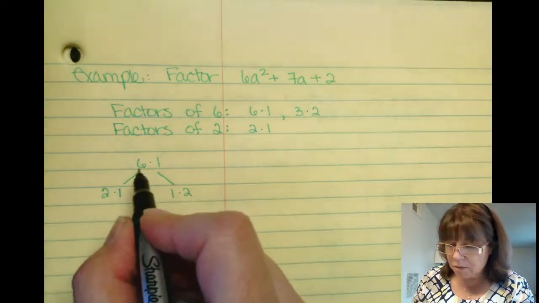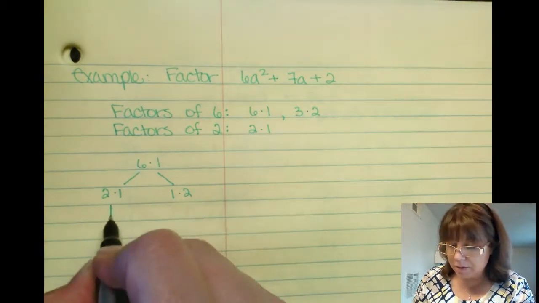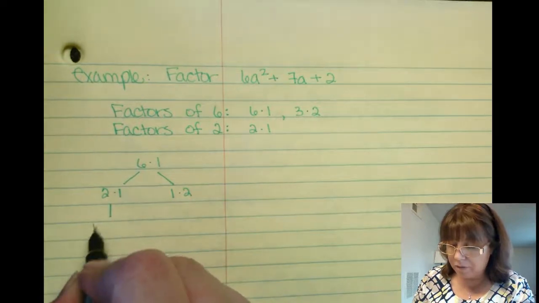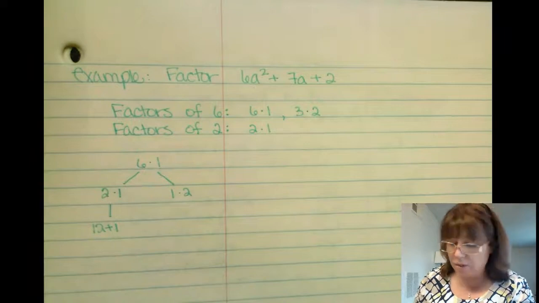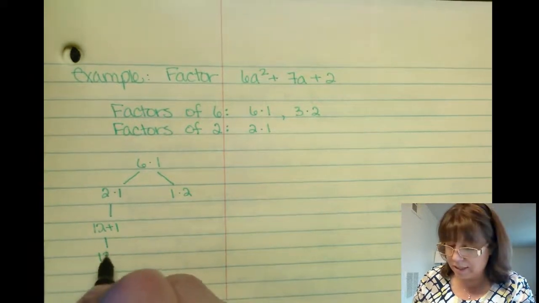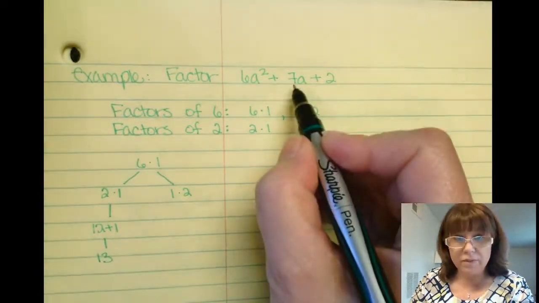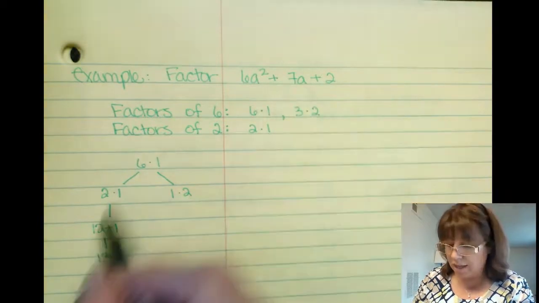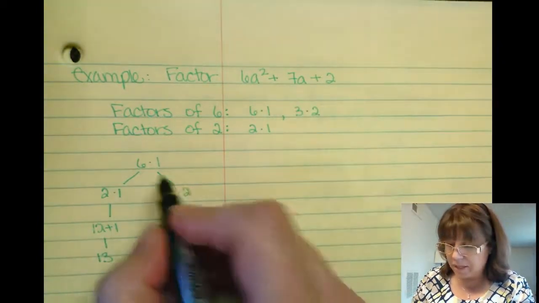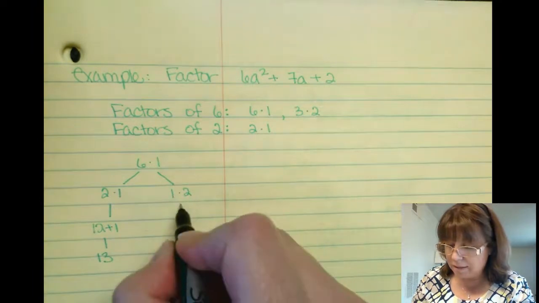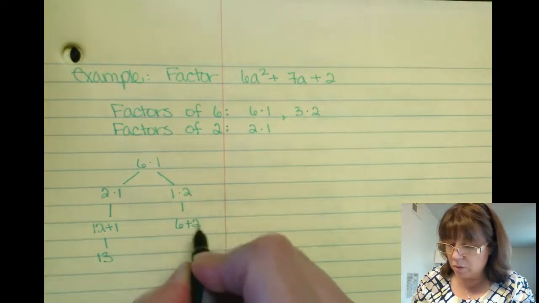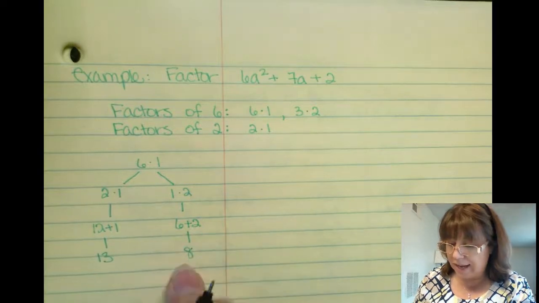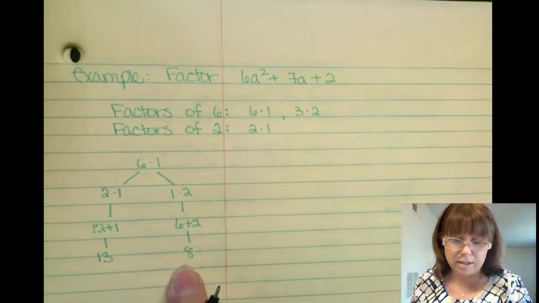So now I'm just going to multiply. 6 times 2 is going to be 12. 1 times 1 is 1. I add those two together, so my result is 13. Well, I'm looking for a 7. So that is not my combination. 6 times 1 is 6. 1 times 2 is 2. I add them together, I get an 8. That's not my path either.